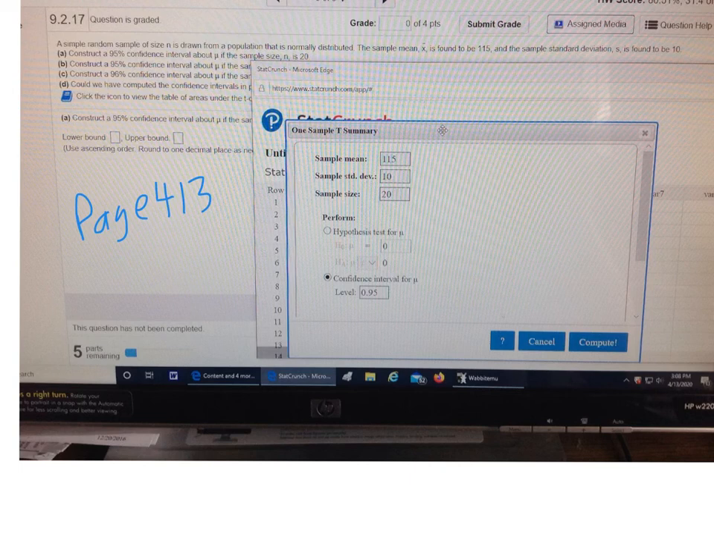So you could use the formula or StatCrunch or the calculator to find this answer. Hope this helps.